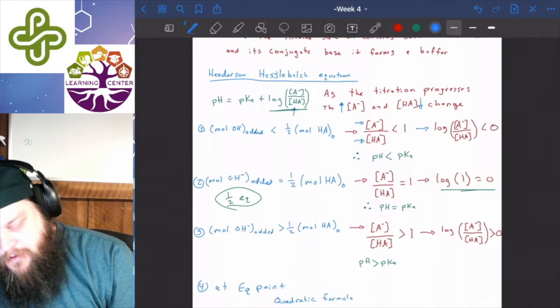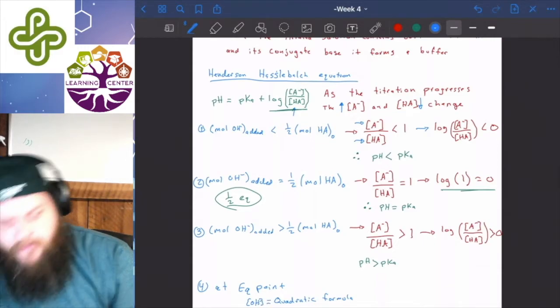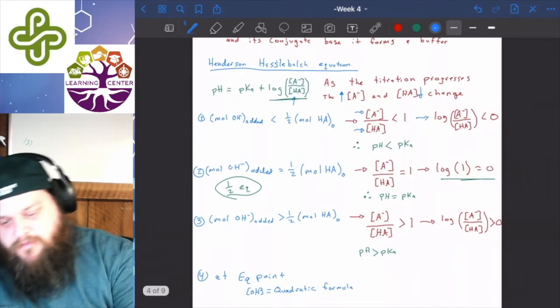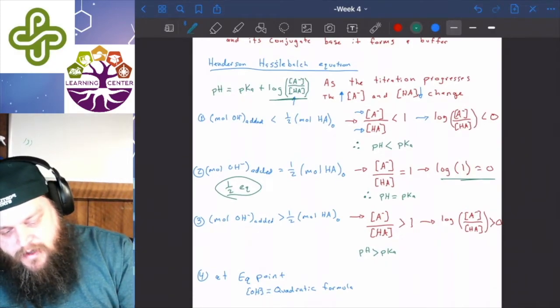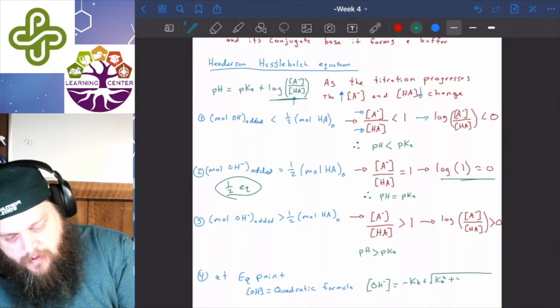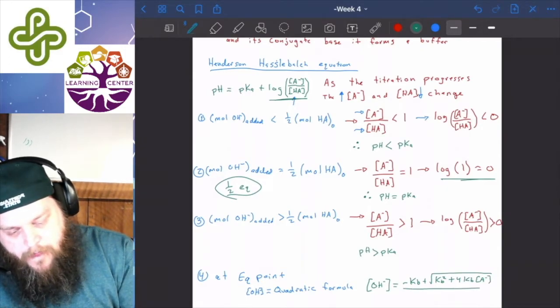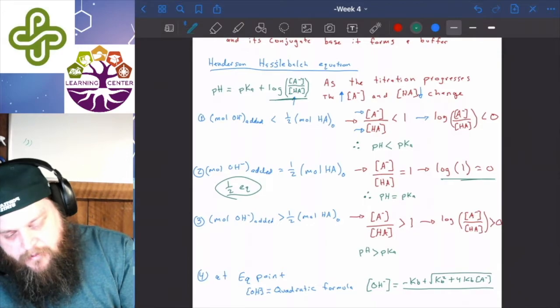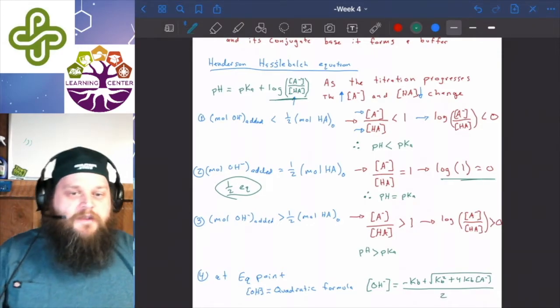But you want to make sure for this one we use the quadratic formula to find the OH minus. So the one for the base, which is concentration of OH minus is equal to the negative Kb plus the square root of Kb squared plus 4 Kb times the concentration of that base, divided by 2.